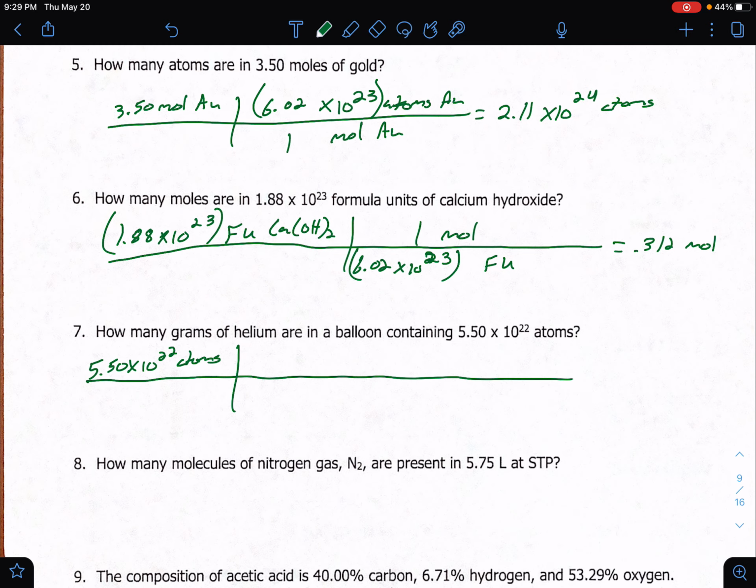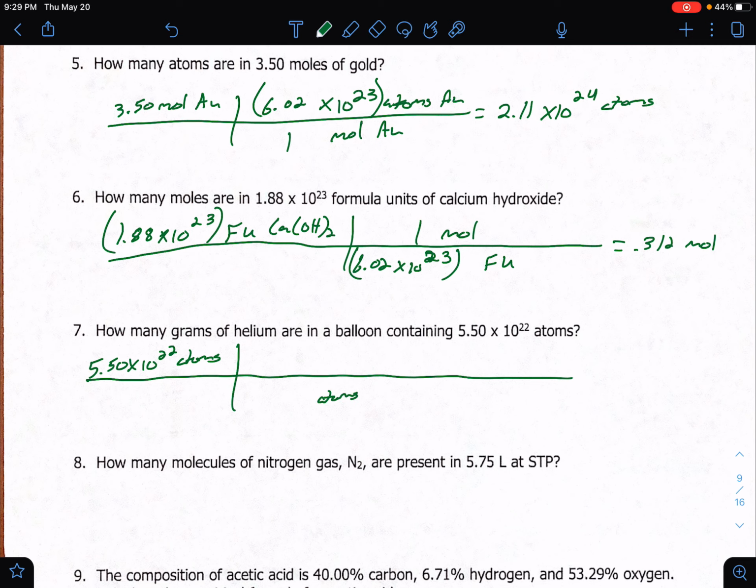Okay, so atoms is going to go on bottom next. And we're dealing with helium. I know there are 6.02 times 10 to the 23rd atoms in 1 mole. But it wanted grams of helium, and I'm only in moles right now, so I'm not done yet. So that means moles of helium has to go on bottom next. And I know that 1 mole of helium equals the mass of helium, so that would be 4.003 grams of helium on top. So multiply everything on top, get a number, divide by whatever's on bottom, and you should get 0.365 grams of helium.